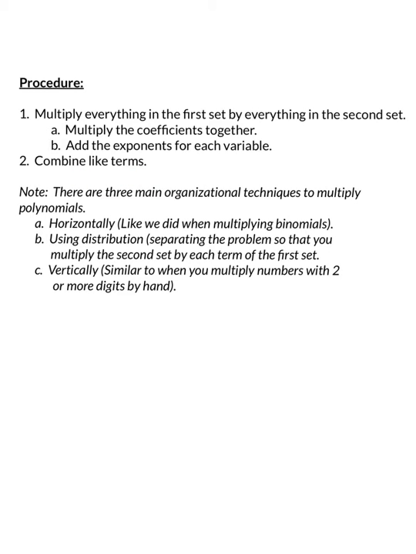There are three main organizational techniques to multiply polynomials. We can do this horizontally, like we did when we multiplied the binomials. We can use distribution by separating the problem so that you multiply the second set by each term of the first set. And we can do this vertically, similar to when you multiply numbers with two or more digits by hand. We're going to look at all three of these techniques in the first example, and then after that, whichever one you feel comfortable with, you may want to move to that slide in order to see the problems worked out as well.